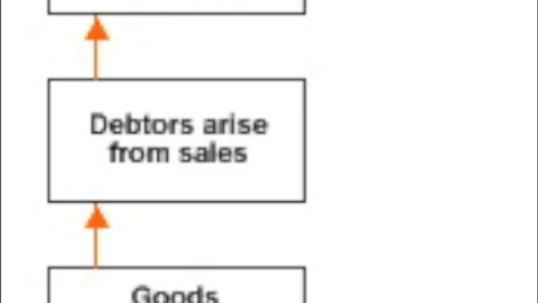After this, debtors arise from sales. These are people that now owe the firm money. This stage is the first step in the cycle where there is potential cash flow into the firm and not out.